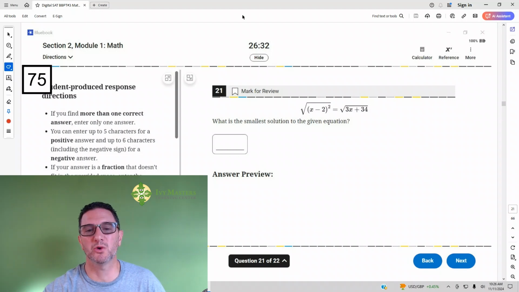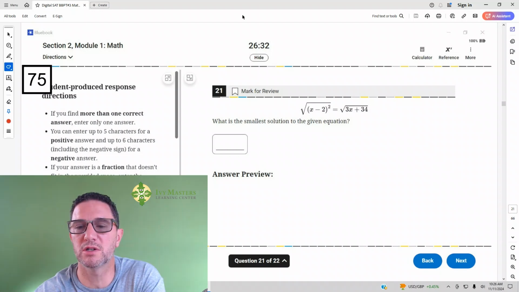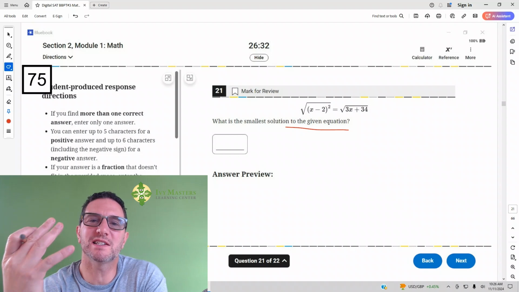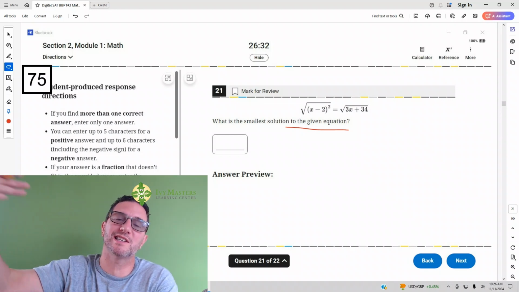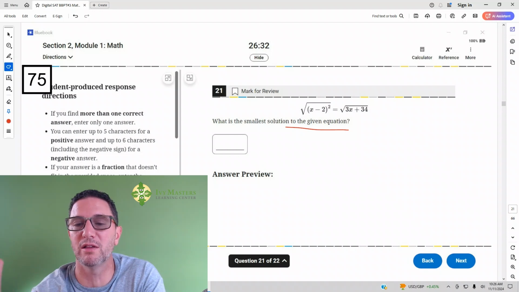Test 3 Module 1. Number 20 reads, what is the smaller solution to the given equation? The easiest thing here is to plug it into Desmos. I'm going to show you the by hand solution first. Make sure you stick around to see the Desmos solution at the end of this video.